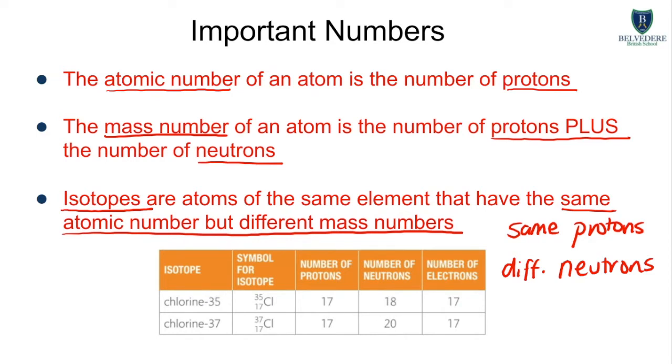And the most common example that we use is chlorine 35 and chlorine 37. Notice that they both have the same number of protons and of course the same number of electrons, and these balance out because our atoms are neutral. So the positives and negatives are going to balance, but we have this different number of neutrons. Chlorine 35 has 18 neutrons and chlorine 37 has 20.